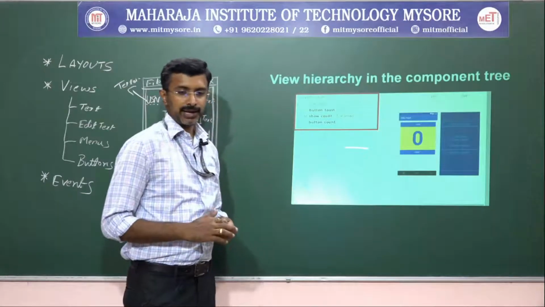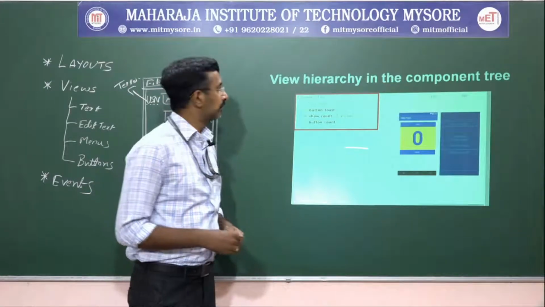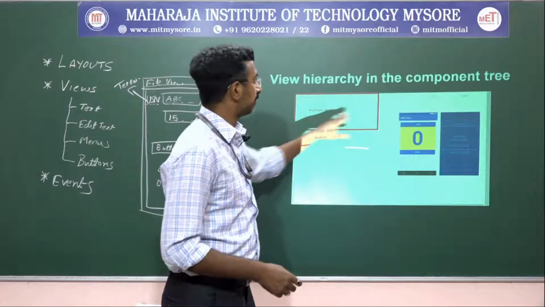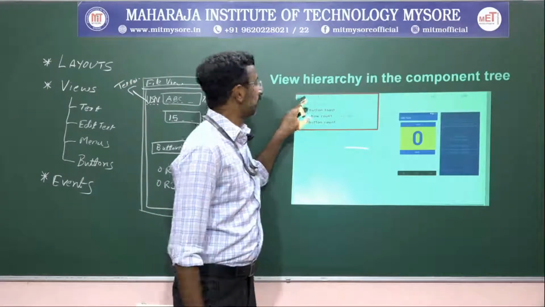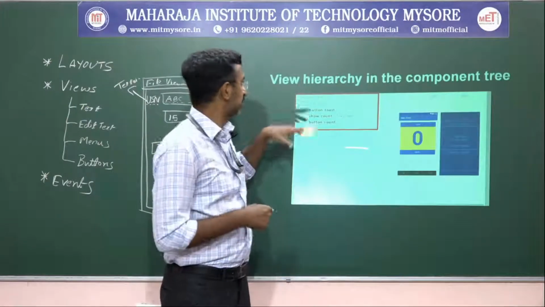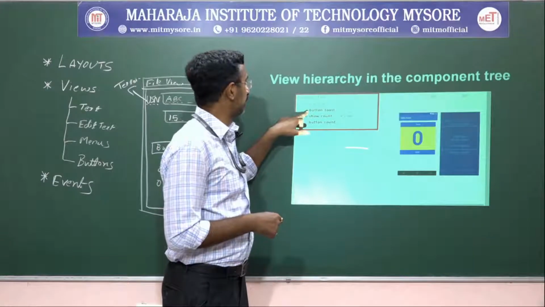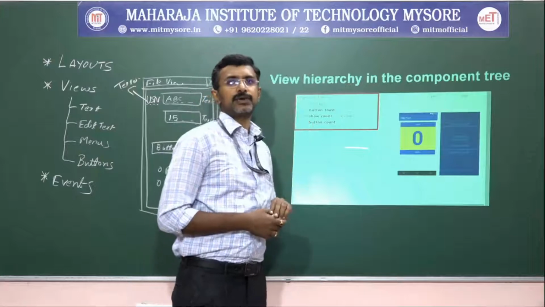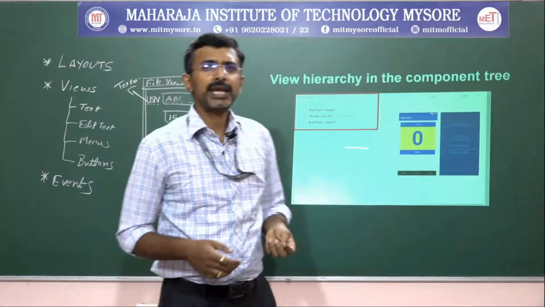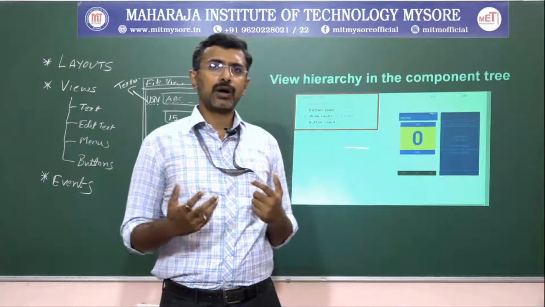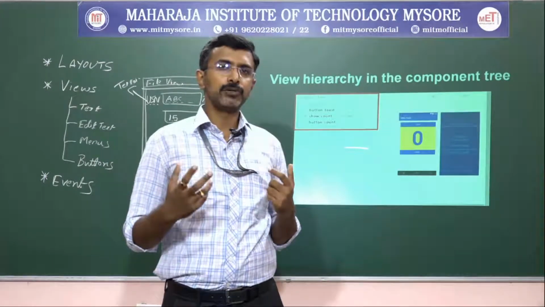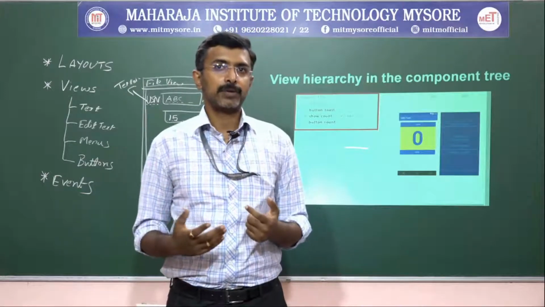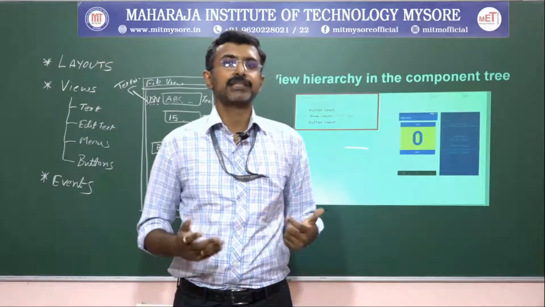Next, view hierarchy in the component tree. So you can observe it in a tree structure also. If the same view is represented in a component tree hierarchical structure, you can see linear layout, button, text view, button. So this way also you can visualize the current views in different ways. It is very useful for a developer to visualize in whichever way he is convenient.